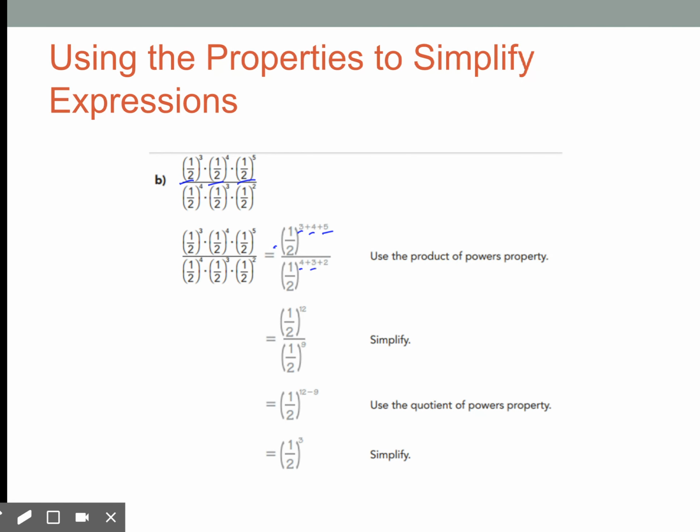Add all the exponents, 4 plus 3 plus 2, and keep the base of 1/2. We're going to simplify by adding all those together. So in our numerator, you'll get that exponent of 12. In the denominator, you'll get the exponent of 9. So now, because we have one expression in our numerator and one expression in our denominator with the same base, you can use the quotient of powers property here and subtract your exponents, 12 minus 9, and simplify to 1/2 to the 3rd power.